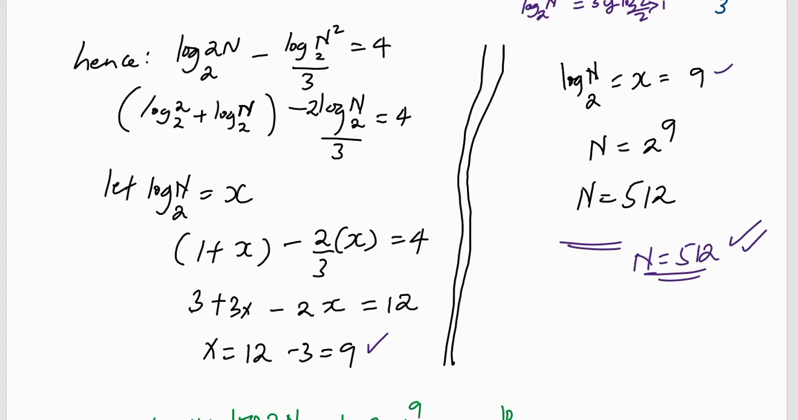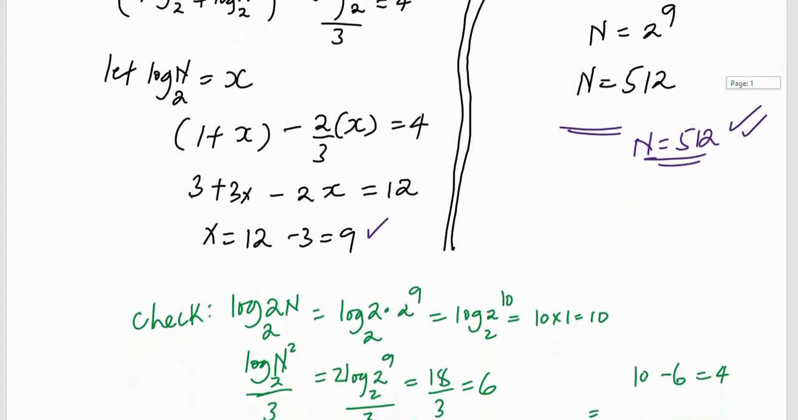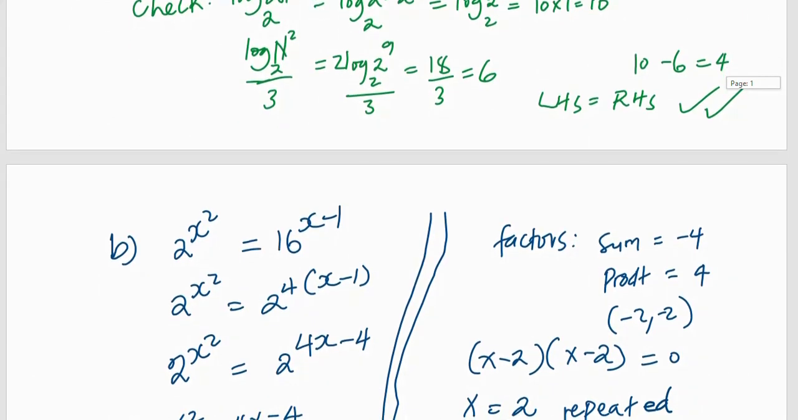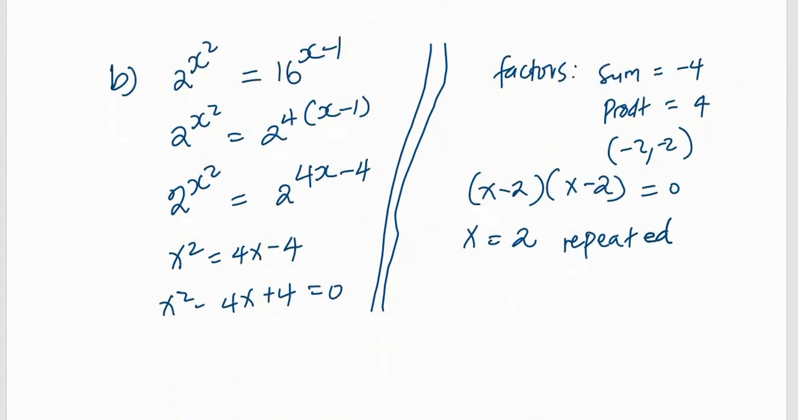So let us proceed. We have now finalized part A of this question. If you check, automatically the left hand side should equal the right hand side. Now let us look at part B of this question. 2 to power x squared is equal to 16, x minus 1.